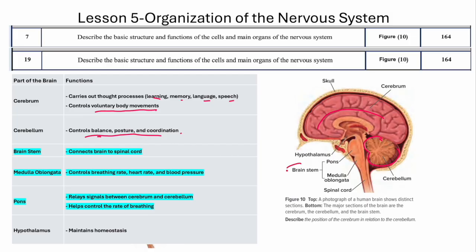And you know that the brainstem is divided into two. It connects the brain to the spinal cord. The function of the medulla oblongata is to control breathing rate, heart rate, and blood pressure, whereas the pons relays information between the cerebellum and cerebrum, and it also controls the breathing rate. And finally, you have the hypothalamus.